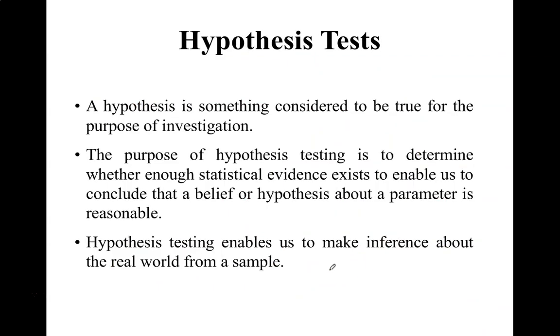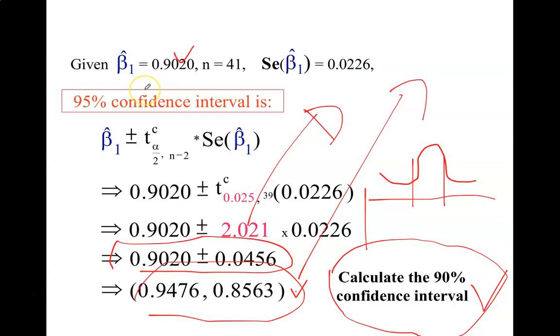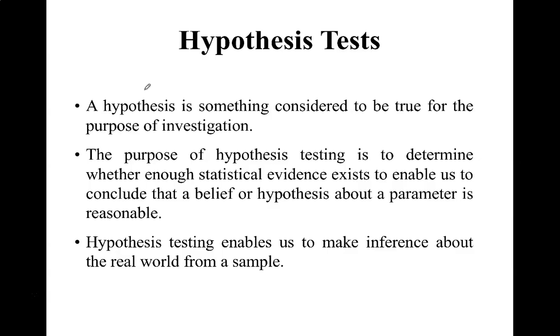So the first part just now was on confidence interval. We calculate the interval between certain values, and all the information is drawn from the estimation itself and also the T critical value. All right, the next part will be on hypothesis testing. What is hypothesis testing? The hypothesis is something considered to be true for the purpose of investigation. Hypothesis testing enables us to make inferences about the real world from the sample. The sample that you choose reflects the real world.